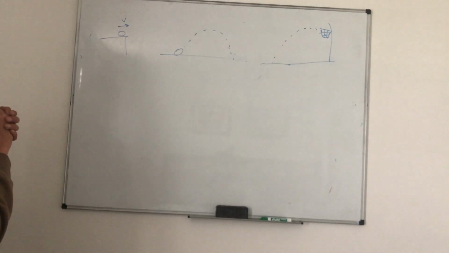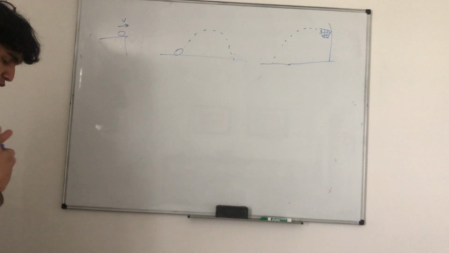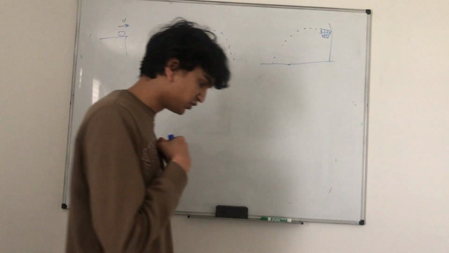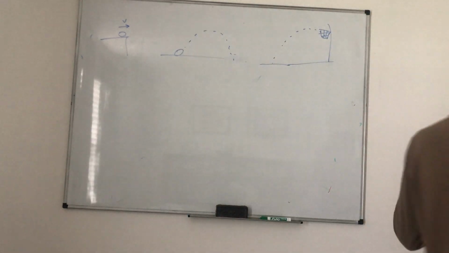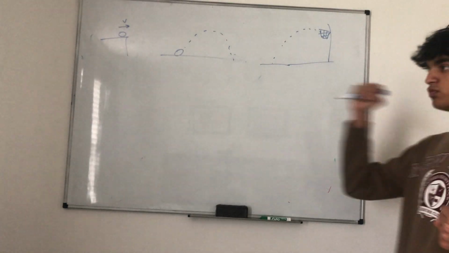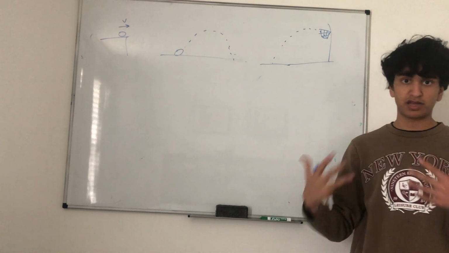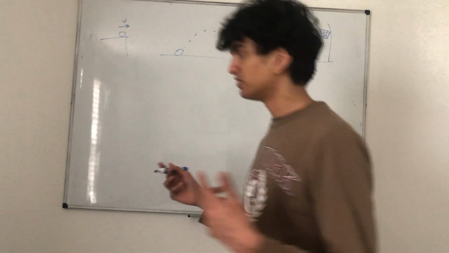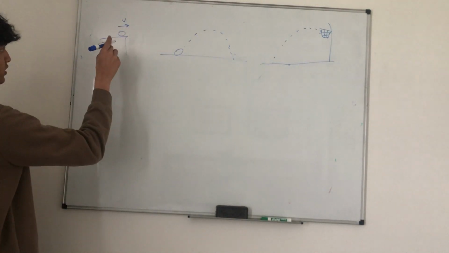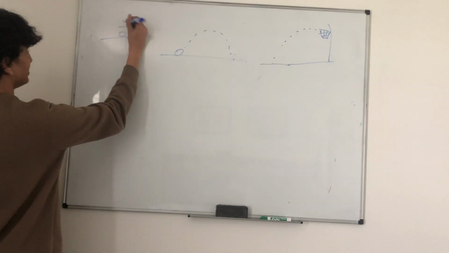And let's talk about this. A big part of these kinds of projectile launches is that the x motion and the y motion are simultaneous but independent. So what does that mean? What that means is your v, right? That's all going to be directed in the x direction.